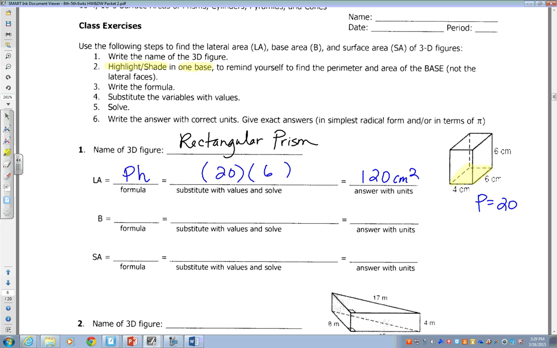Then we have to find the capital B. The capital B is the area of the base, where our base is the 4 by 6. So basically I'm just going to do base times height. If I substitute that in, that's just going to be 6 times 4. So we get 24 centimeters squared. Yes? The distance around. Yeah.